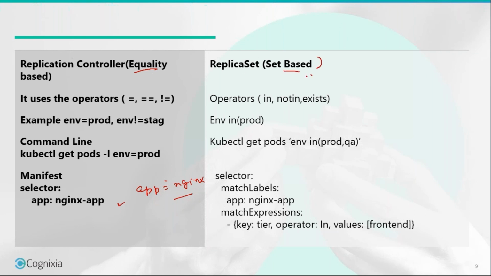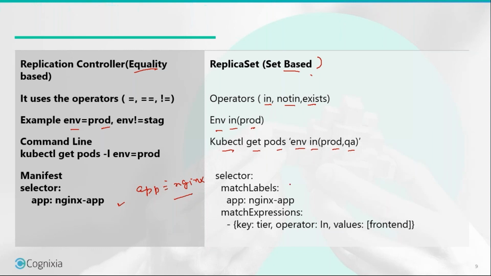This is set based. So what is set based? You are going to use the operators in, not in, exists. For example, if you are searching your pods where environment equals production, here you can see environment in production, or you can give multiple values. For example, if I say kubectl get pods where environment in production, quality assurance, this will give you the list of the pods which have the label environment either production or quality assurance.